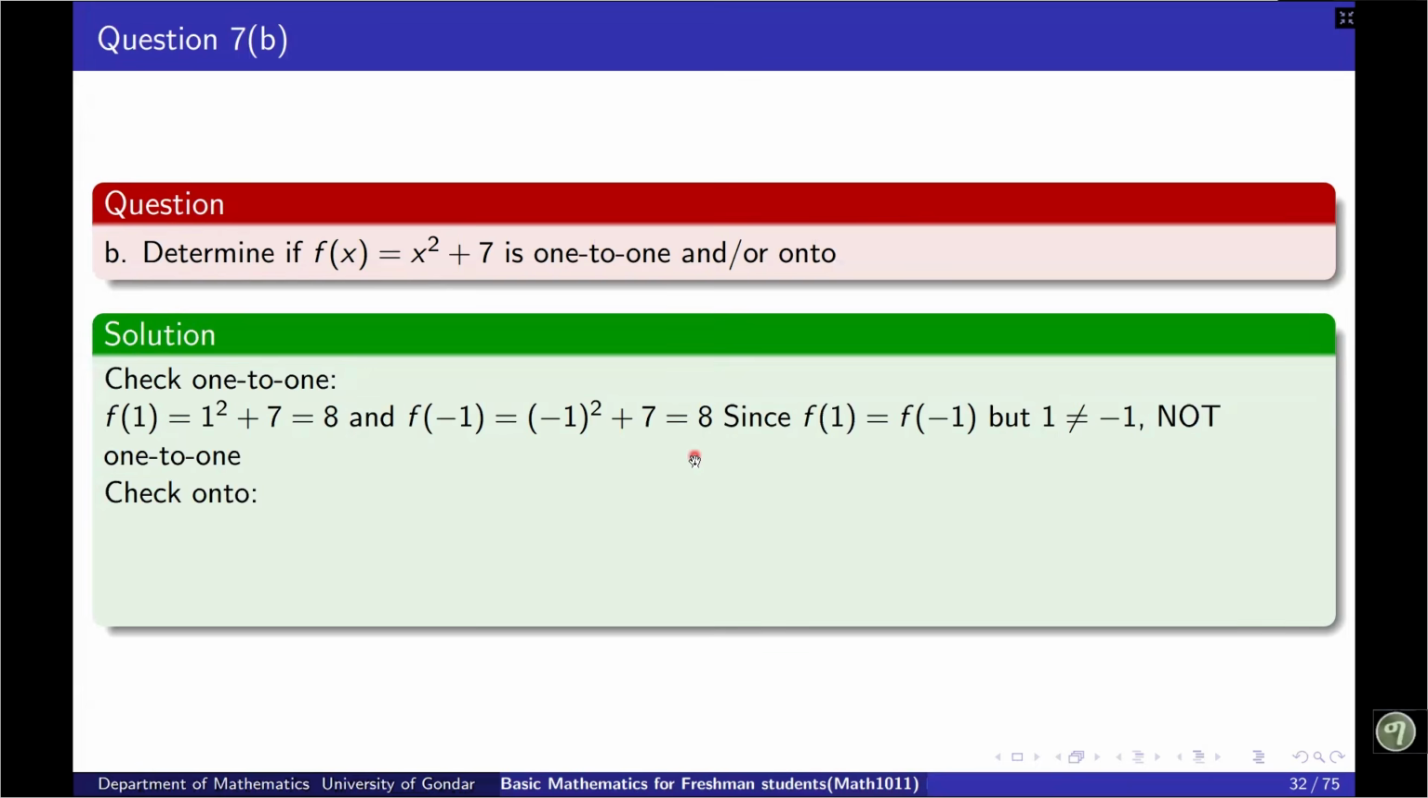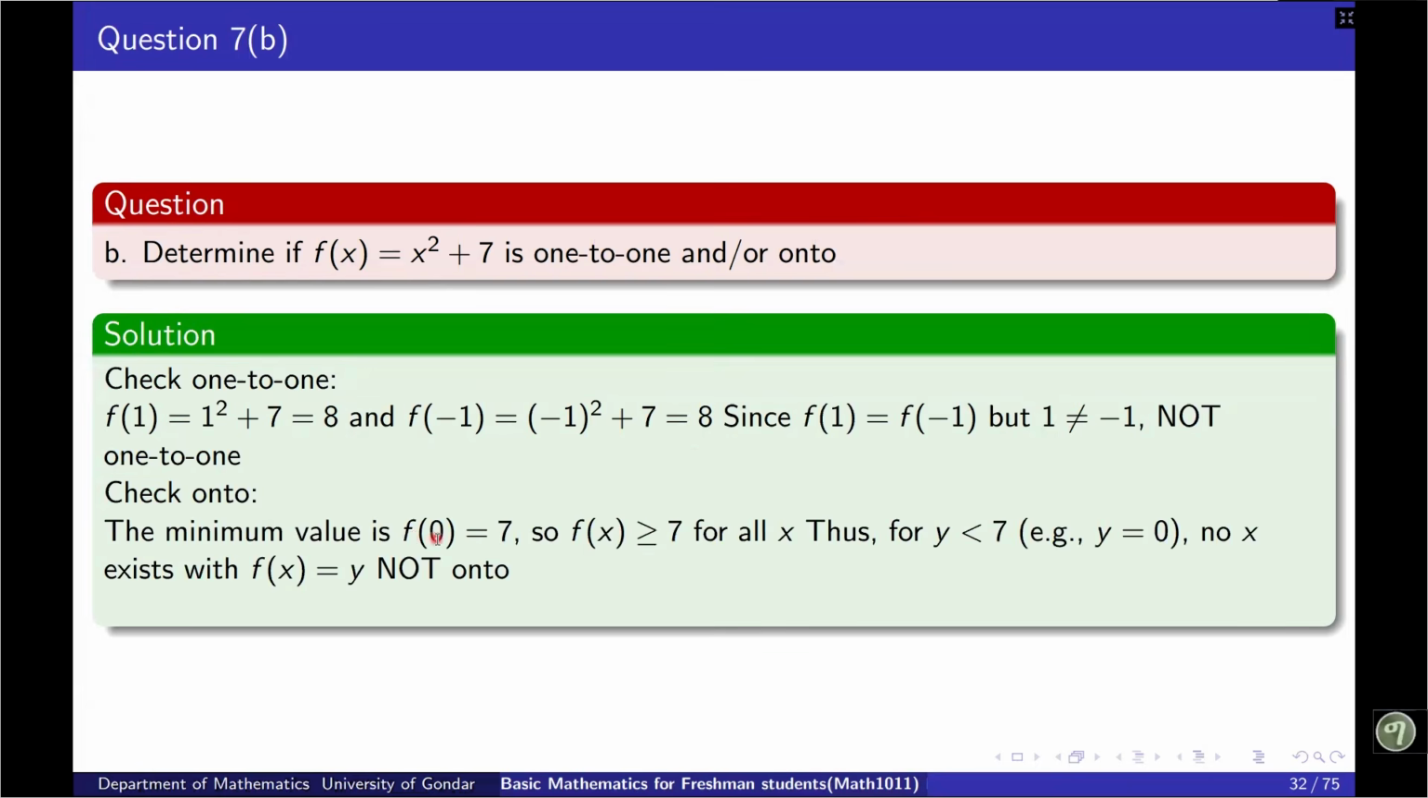In order to check its ontoness, we have f of 0 is equal to 7, which is the minimum value of this parabola, which opens in the upward direction. So f of x is greater than or equal to 7 for all x. Thus, for y less than 7, for example y equal to 0, because the function is from R to R, there is no x which exists such that f of x is equal to 0, so the function is not onto. Therefore, the function f of x equal to x squared plus 7 is neither 1-to-1 nor onto.